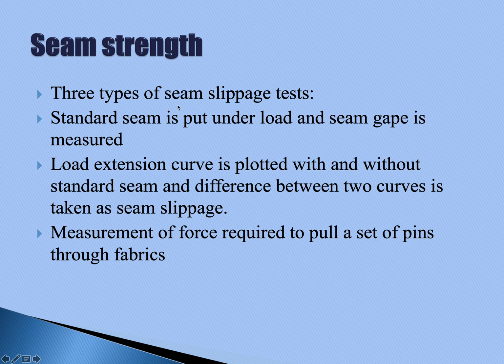So the seam slippage or seam strength test can be classified into three types. One is where a standard seam is put under load and the seam gap is measured. The second one is where the load extension curve is plotted with and without the standard seam. In one sample the seam is applied and the other is a seamless sample, and the difference between the two curves is taken as seam slippage.